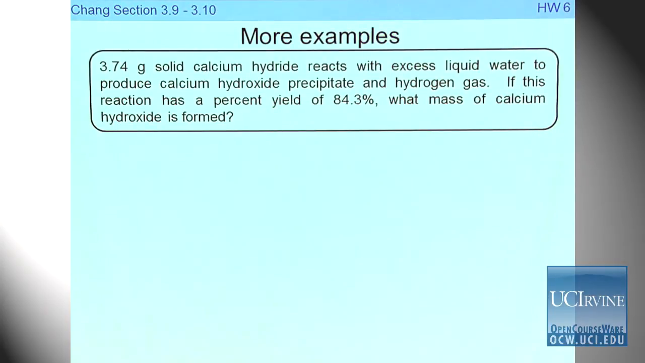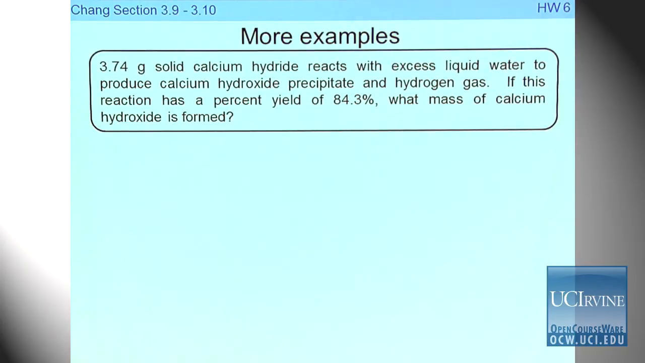Here it is. It's a reaction, of course. Calcium hydride is going to react with water. Look, in excess. That's great. The question already tells me which one is in excess and which one is the limiting reagent. I don't have to determine that in this particular case. And the product is calcium hydroxide precipitate, and the other product is hydrogen gas. It also says, look, the yield is 84.3%. Now, given this yield, what is the mass of calcium hydroxide that you synthesized?